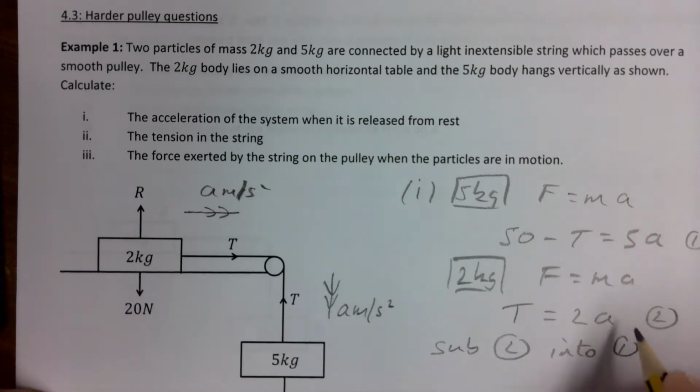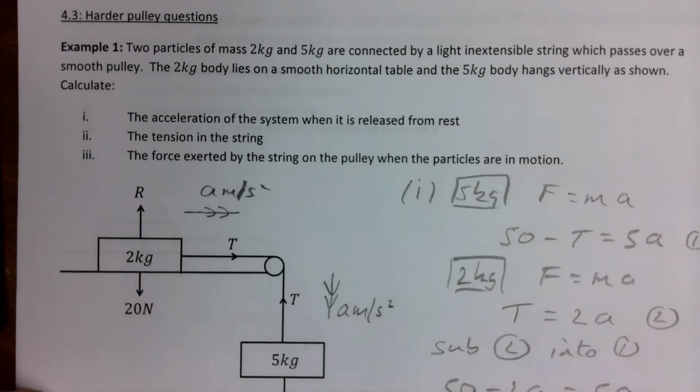So we're substituting equation 2 into 1. So what am I doing? Anytime I see a T, I'm going to exchange it then for 2a. So 50 take away 2a equals 5a. 50 equals 7a, so a is 7 and a 7th meters per second squared.